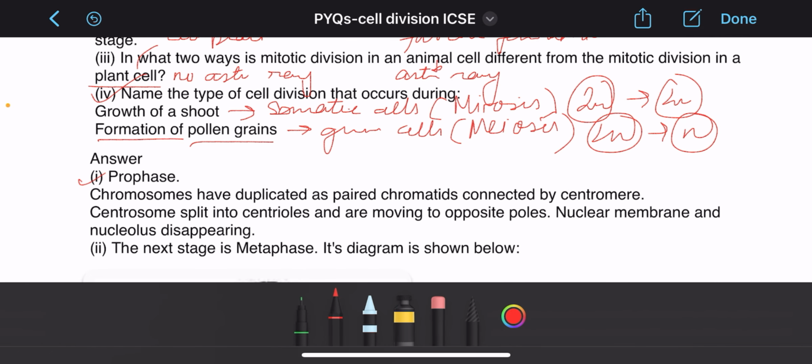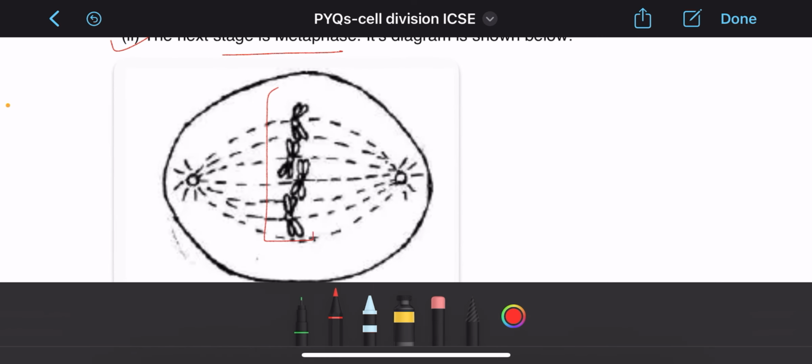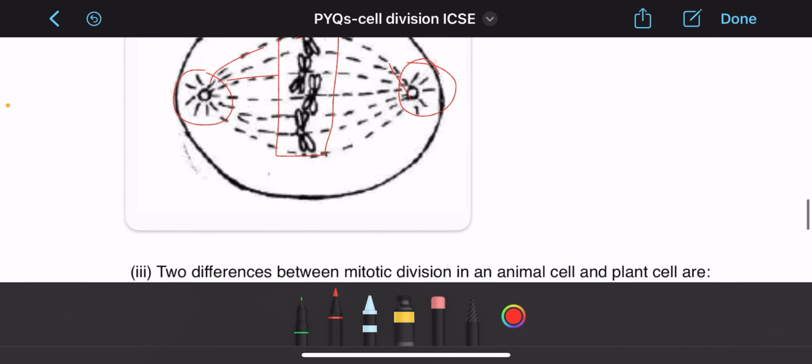The first answer was the stage which it is. It is prophase. Chromosomes have duplicated as paired chromatids connected by centromere. Centrosomes split into centrioles moving to the opposite poles, nuclear membrane and nucleolus disappearing. And the next stage will be metaphase. Diagram is shown as I had already told you. The chromosomes are lying in the equatorial plane, and the centrioles are radiating spindle fibers to which they are attached through the centromere.